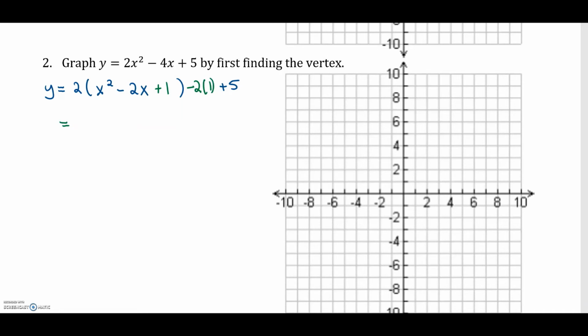Now, this factors as (x minus 1) squared, and the constant on the outside, so we have minus 2 plus 5 simplifies to positive 3. Therefore, we have a vertex at the point (1, 3). Our value for a is 2, which is greater than 0. Therefore, our parabola opens up.